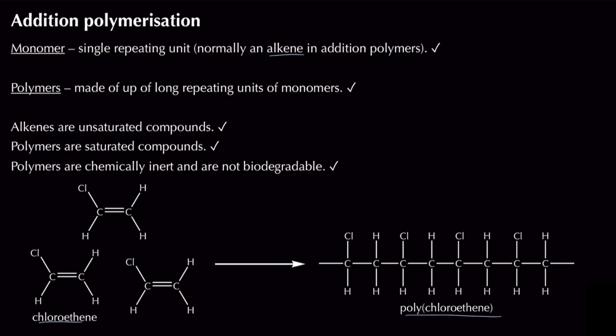Now, if you were to look at our alkenes, we know that, of course, they're going to be unsaturated compounds. You can see I've got a carbon-carbon double bond, but when they react in an addition reaction, they actually become saturated, and so you can see in my polymer that carbon-carbon double bond is no longer there. So we know it's going to be saturated. If it's saturated, we know that these compounds are going to be chemically inert, and so they're not going to be biodegradable. We can also use the term non-biodegradable as a property for these as well.